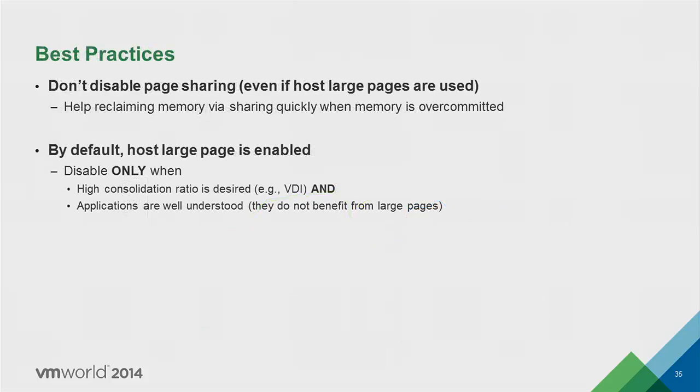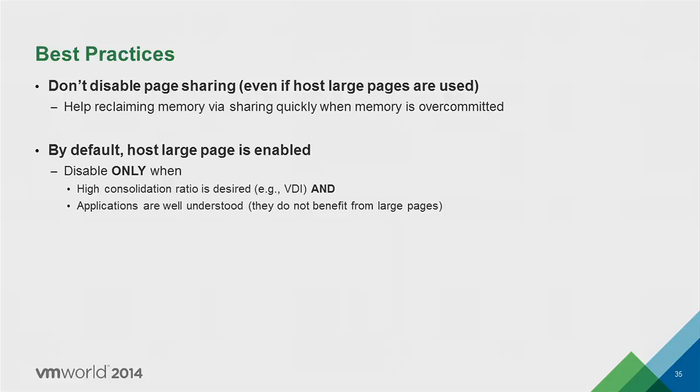In summary, please always enable page sharing, even if host large pages are used, because otherwise the page sharing scanning threads won't generate the hashes for the small pages, and this situation is pretty bad when memory is overcommitted later. In terms of large pages, you can consider disabling them only when high consolidation is desired.